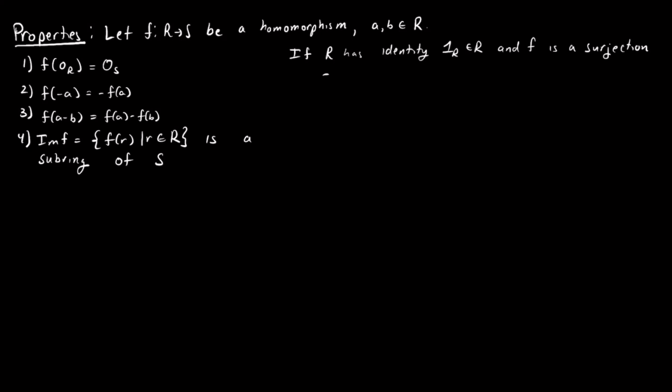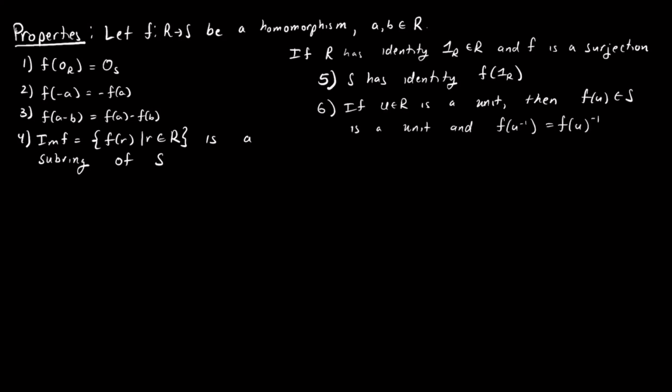We'll also show that if R has identity and if f is a surjection, we get two additional properties. The first is that S has identity, and the identity is going to be f of 1_R. So if R is a ring with identity and we have a homomorphism from R to S, which is a surjection, then the identity in R maps to an element of S, which will be the identity of S. So we don't need to assume a priori that S has identity. It's a consequence of the existence of a homomorphism.